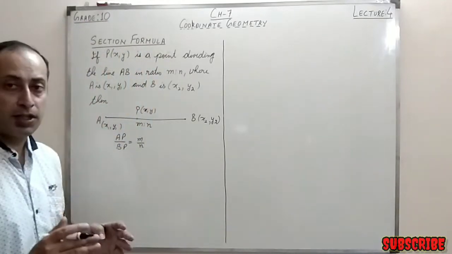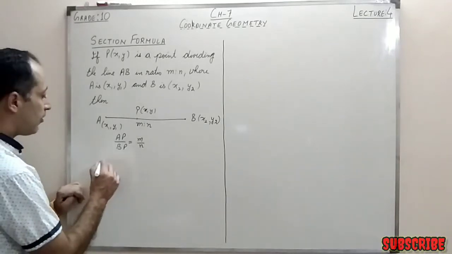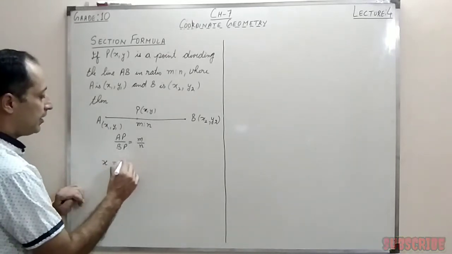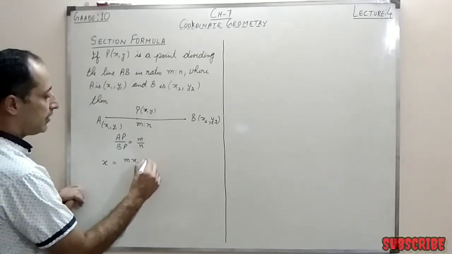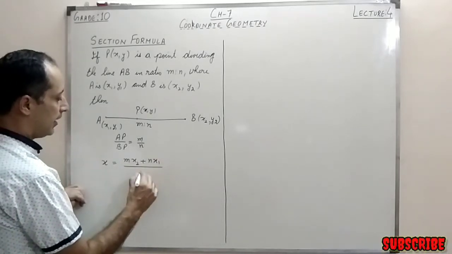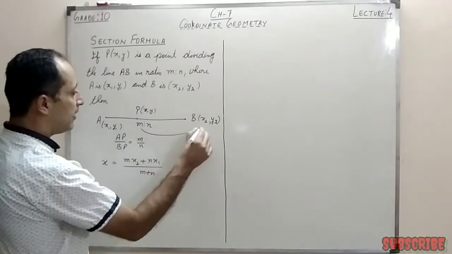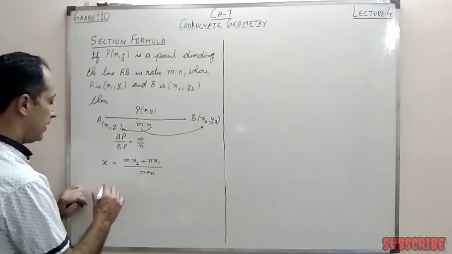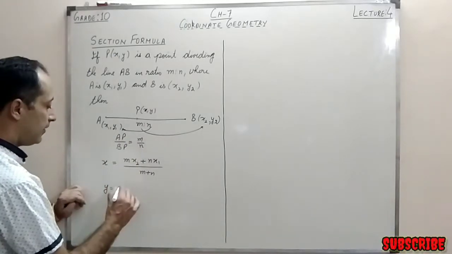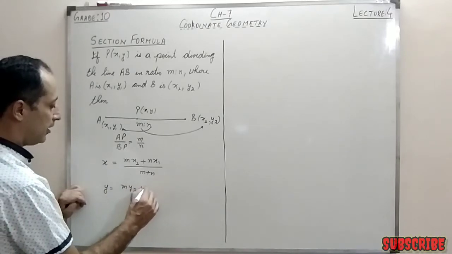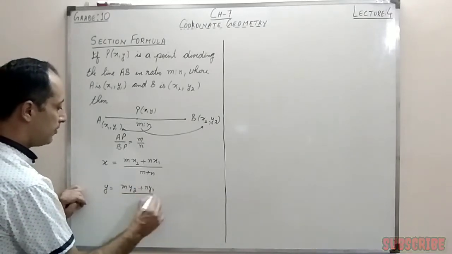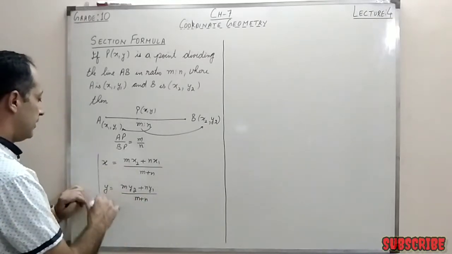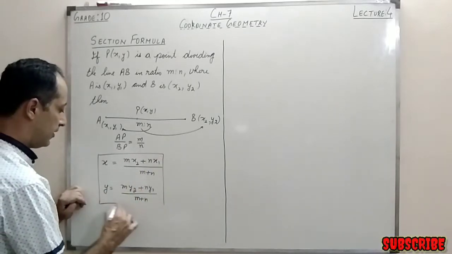Now how do we find the coordinates of P? Let's see. To find the x coordinate of P, what we have to do? We just write the relation (m x2 + n x1) upon (m + n). So this m gets multiplied this side and this n gets multiplied this side, right? And in the same way, the y coordinate of this P can be found by using this relation, that is (m y2 + n y1) upon (m + n), right? So this is actually called the section formula.